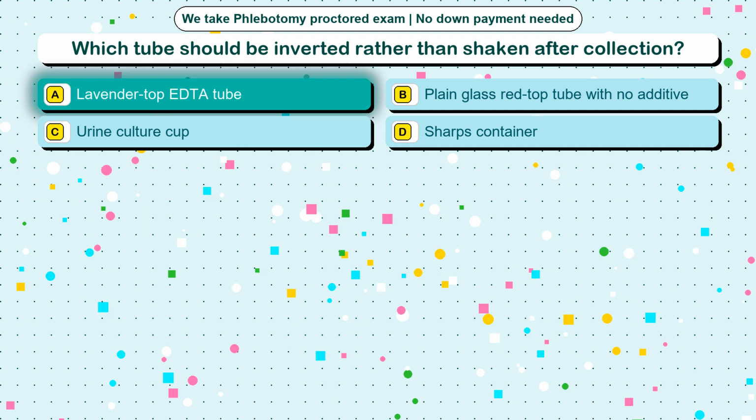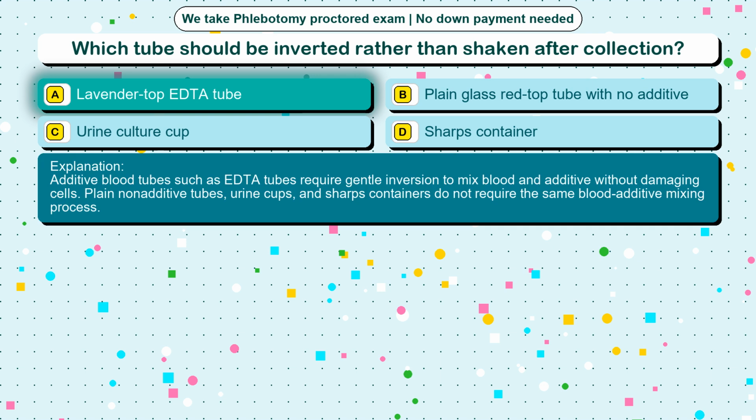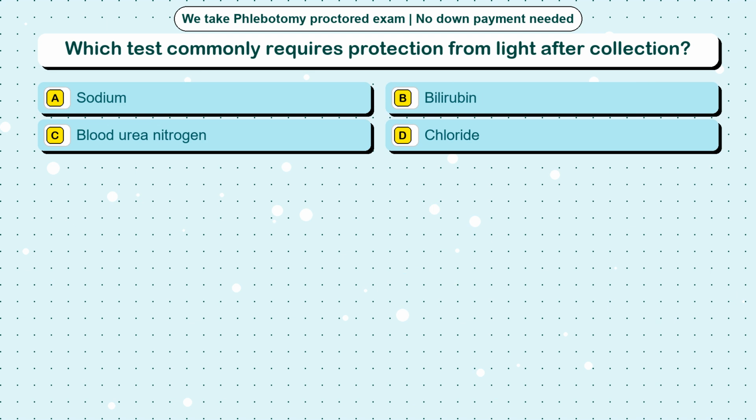Lavender top EDTA tube. Additive blood tubes such as EDTA tubes require gentle inversion to mix blood and additive without damaging cells. Plain non-additive tubes, urine cups, and sharps containers do not require the same blood additive mixing process. Question 14. Which test commonly requires protection from light after collection?